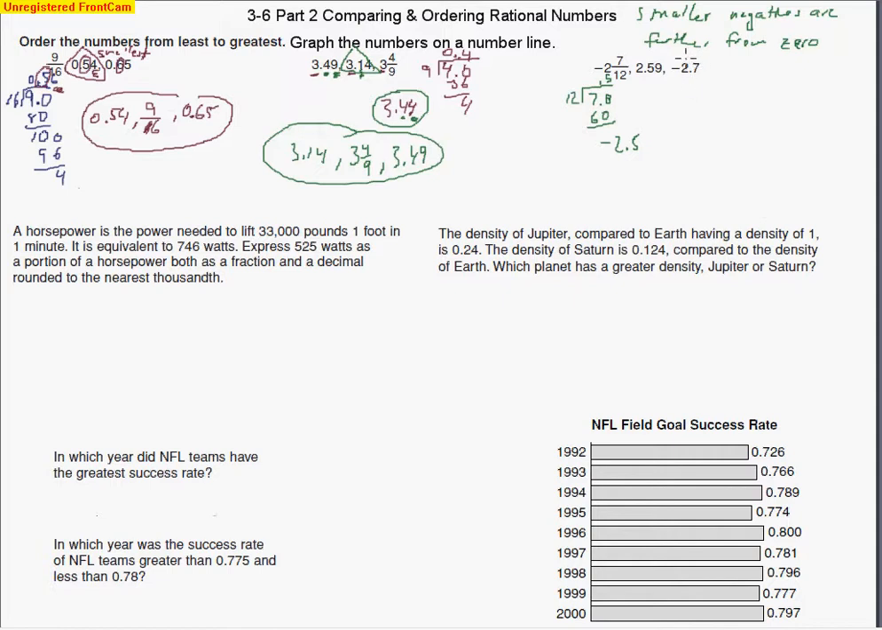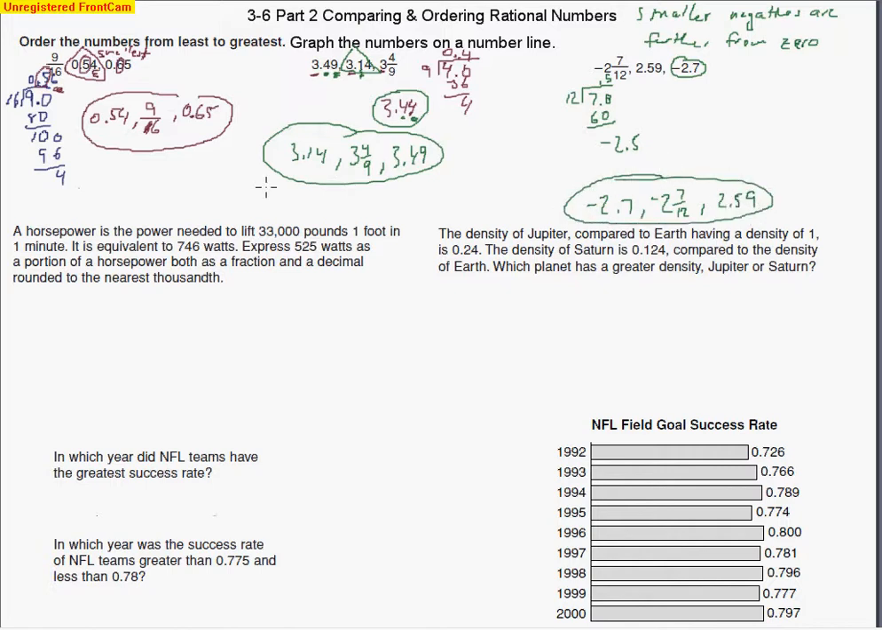The one that's smaller is the one further from 0. This is further from 0, and this is closer to 0. So negative 2.7 is the first number, then the negative 2 and 7/12, because that's the next negative number. And this is the biggest number because it's positive, negative 2 and 59 hundredths.